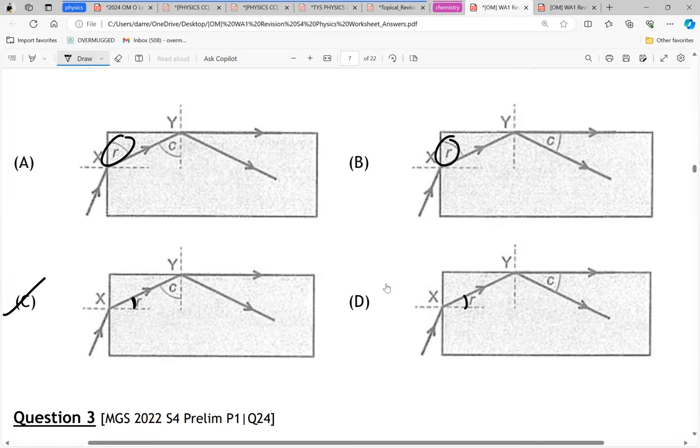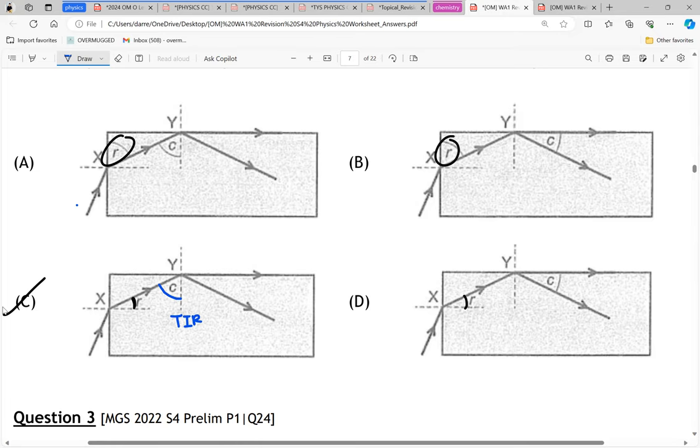Next, critical angle, based on your understanding, should be the angle that allows total internal reflection to take place. Answer C, by the way. So if you're able to undergo total internal reflection, it means that your angle of incidence is greater than your critical angle. This one here doesn't tell you anything. This is not the critical angle.